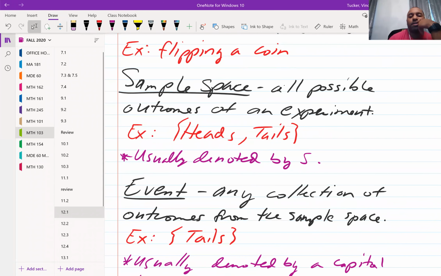All right, an event would be any collection of outcomes from the sample space. So an example of that would be tails. So if I want to know what's the probability of landing tails, tails would be my event.